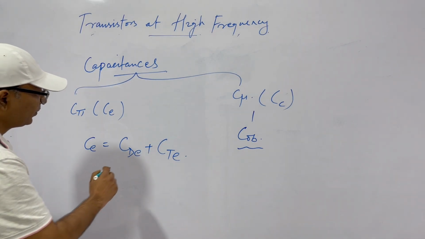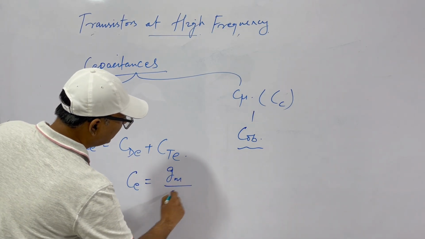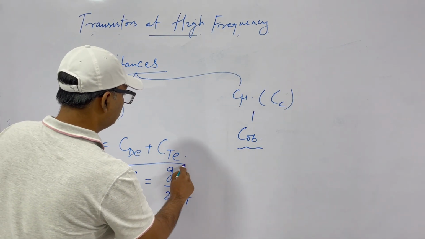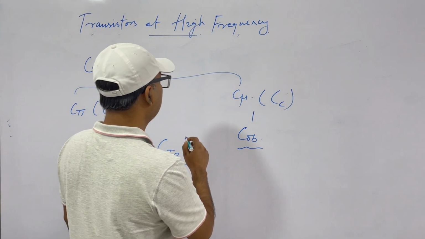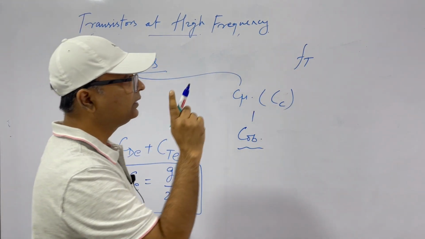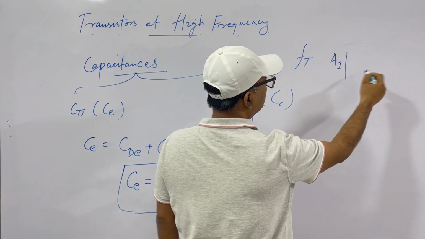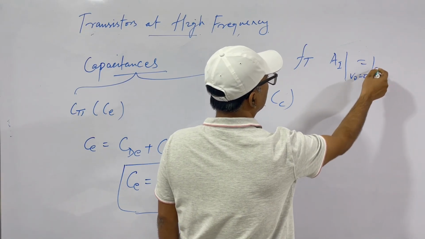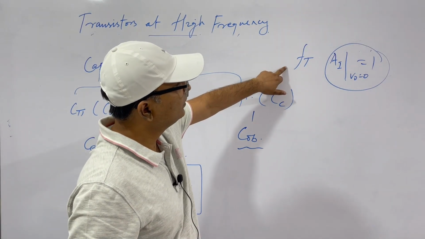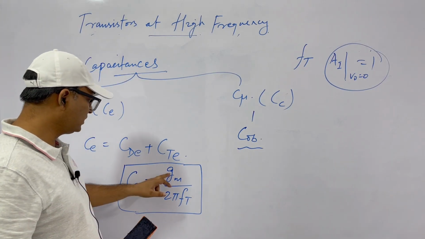And one more thing, CE has been experimentally found to be equal to GM by 2 pi FT. Remember this formula. What is FT? FT is the frequency at which the short circuit current gain for CE is equal to 1. Short circuit current gain, that is output V is 0. This is equal to 1. The frequency at which the short circuit current gain is equal to 1 is called FT. So CE is GM by 2 pi FT.